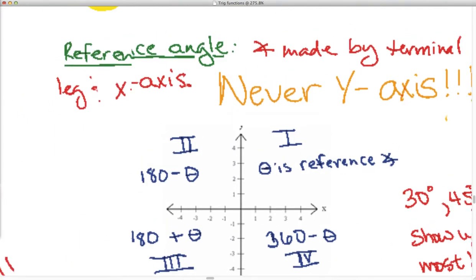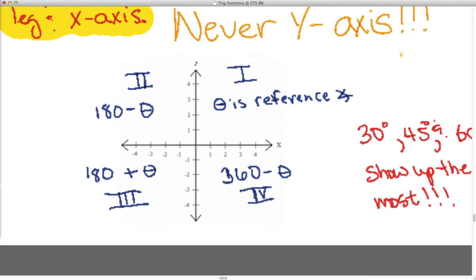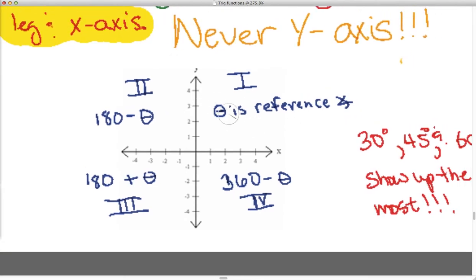Okay. Then we should talk about a reference angle. A reference angle is an angle made by the terminal leg and the x-axis. I can't tell you how many times people try to connect it to the y-axis. Don't do it. It won't get you the right answer ever. So if we're dealing with degrees, in the first quadrant, it's always theta as a reference angle, and then you do 180 minus theta in the second, 180 plus theta in the third, and 360 minus theta in the fourth.